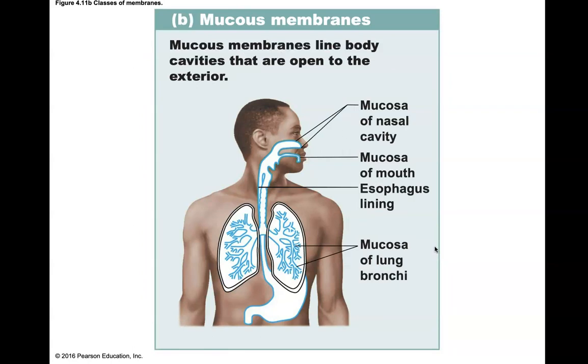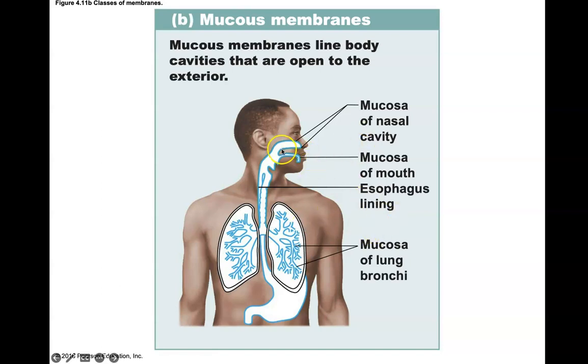Then our mucous membranes are going to line body cavities that are open to the exterior, the outside world. So again, things like your respiratory tract, right? Because you're breathing in that air from the outside world. So we like to have mucous membranes line that because we want to be able to trap bacteria and trap dirt and things like that as we breathe in the air from the outside world.